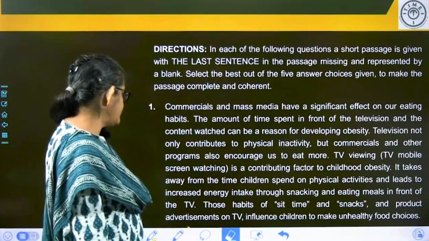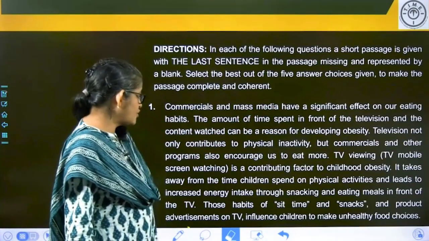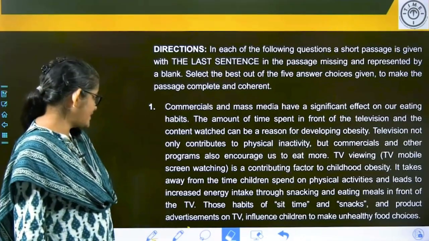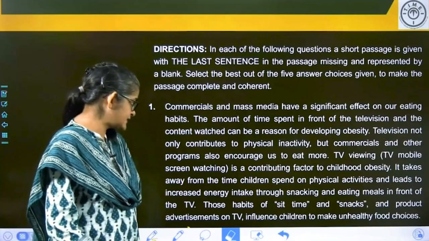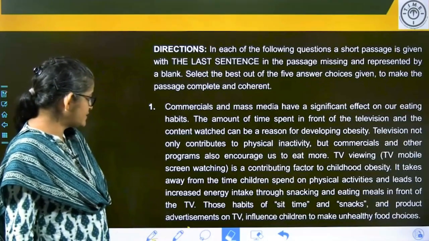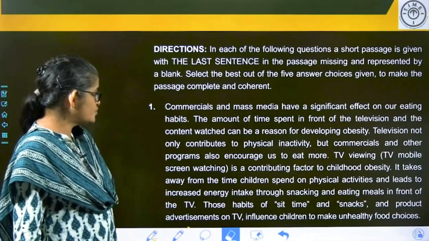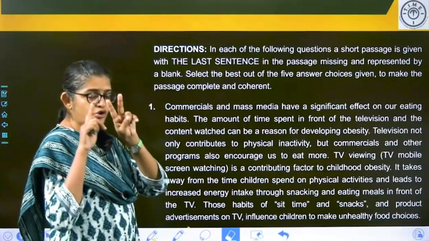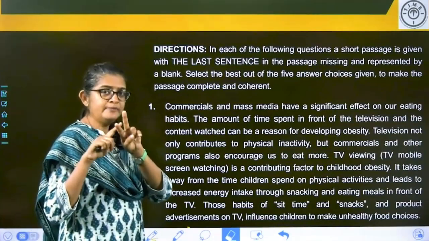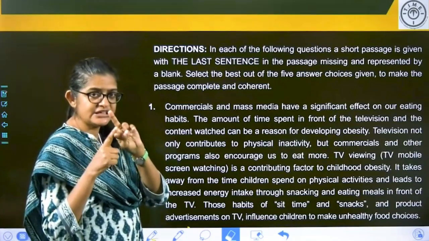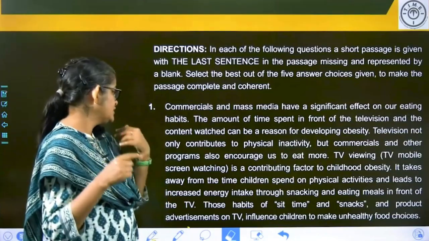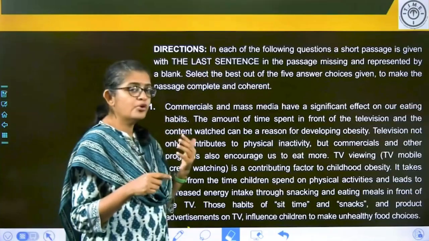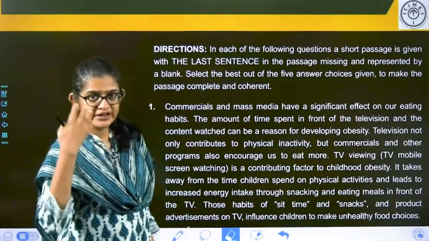TV viewing, TV and mobile screen watching, is a contributing factor to childhood obesity. It takes away from the time children spend on physical activities and leads to increased energy intake through snacking and eating meals in front of the TV. So, the problem is two-pronged, or there are two sides. One, it reduces physical activity, at the same time it encourages children to eat more because they are sitting in front of the TV and watching it.